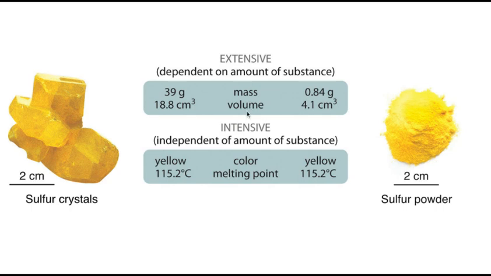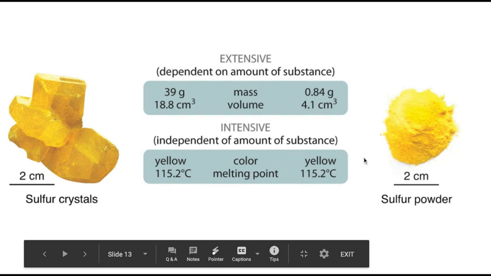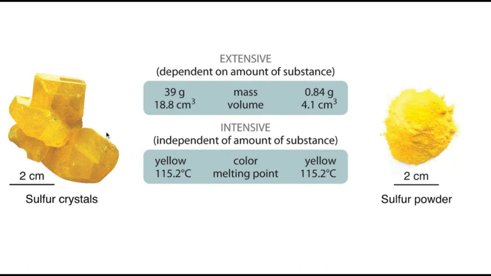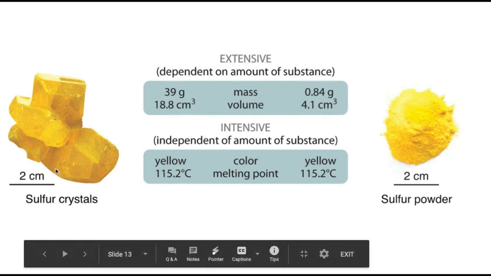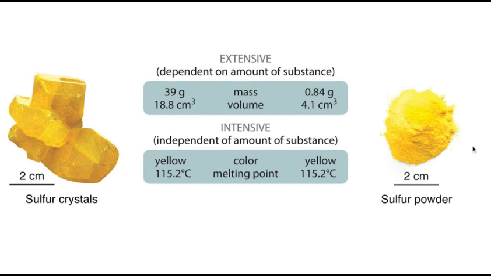Now, extensive, this is your mass and your volume. This is dependent upon the amount of the substance. So you can have different varying amounts of mass and volume depending upon what it looks like. So here, the sulfur crystal, it's about 2 centimeters, has a lot more mass than this sulfur powder here, as you can see. It also has more volume. So extensive is dependent upon the amount of substance, where intensive properties do not change.